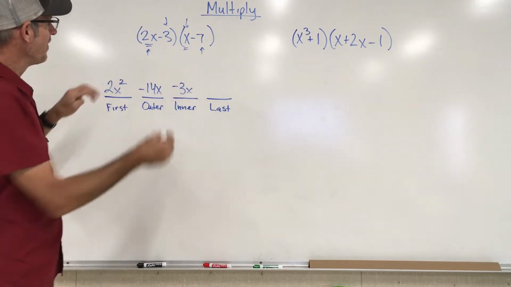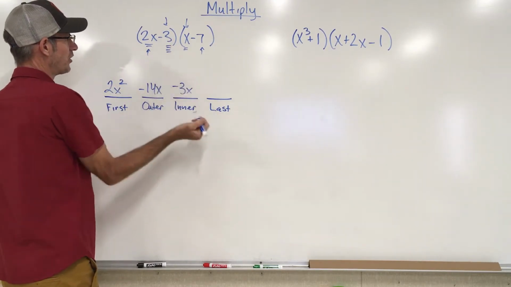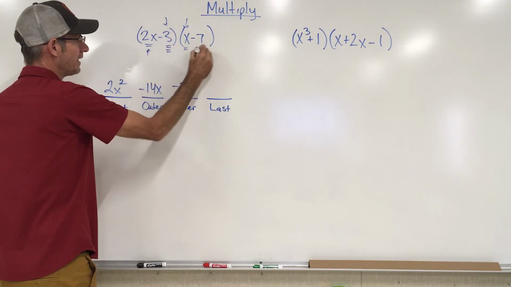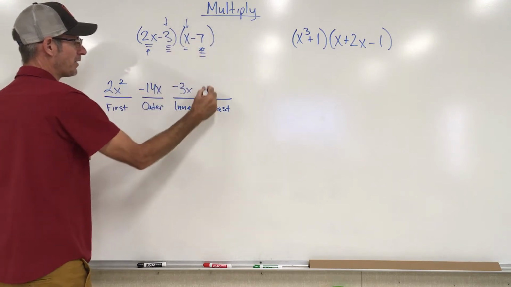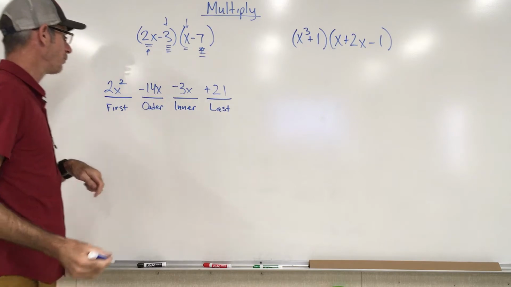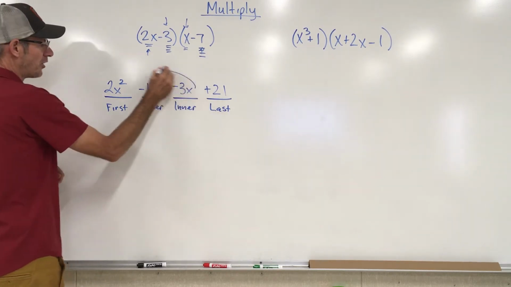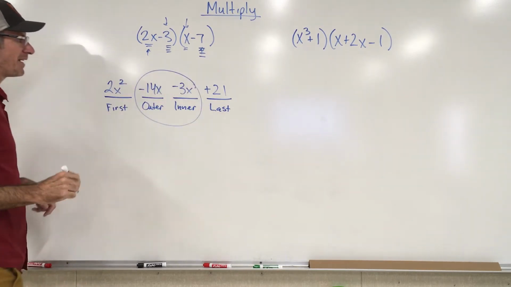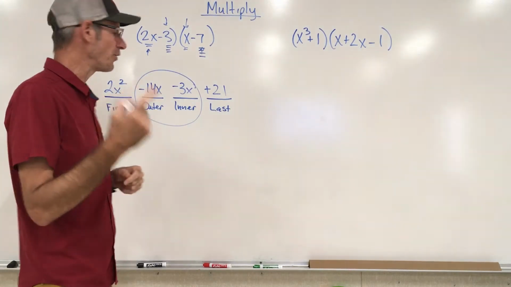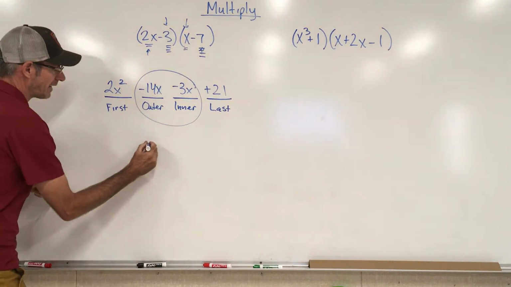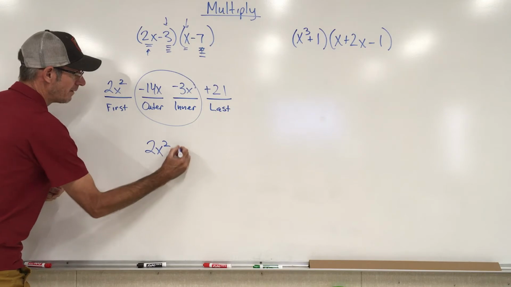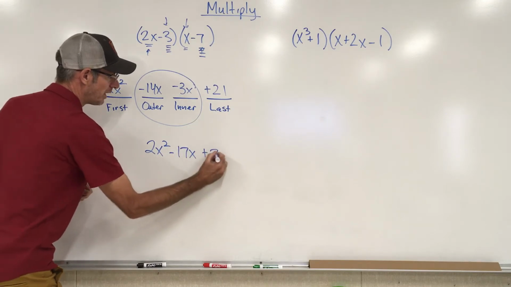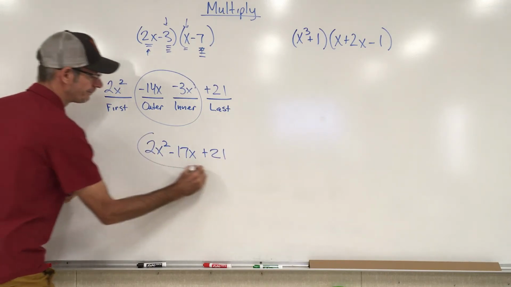And finally, this is the last term in this binomial, and this is the last term in that binomial, so that makes positive 21. And so this term and that term both have an x to the unwritten 1 power, so they're like terms. So my final answer is 2x squared minus 17x plus 21.